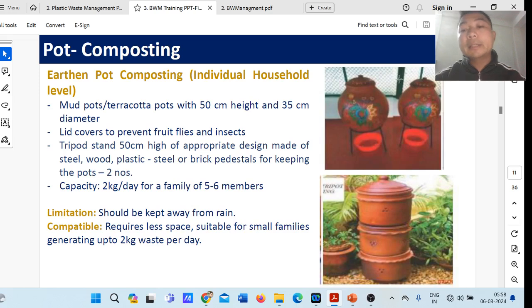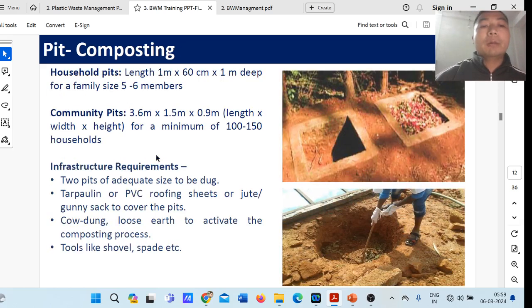And one thing is, it has to be kept in a shaded area. Water should not touch it, rain should not touch it. You should keep it in a dry area. The limitation and advantage is that it requires less space and is suitable for a small family generating up to 2 kg of waste per day. Suppose your family produces 2 kg of waste, then you can even start like this. This earthen pot method is one composting method, and the next is pit composting.